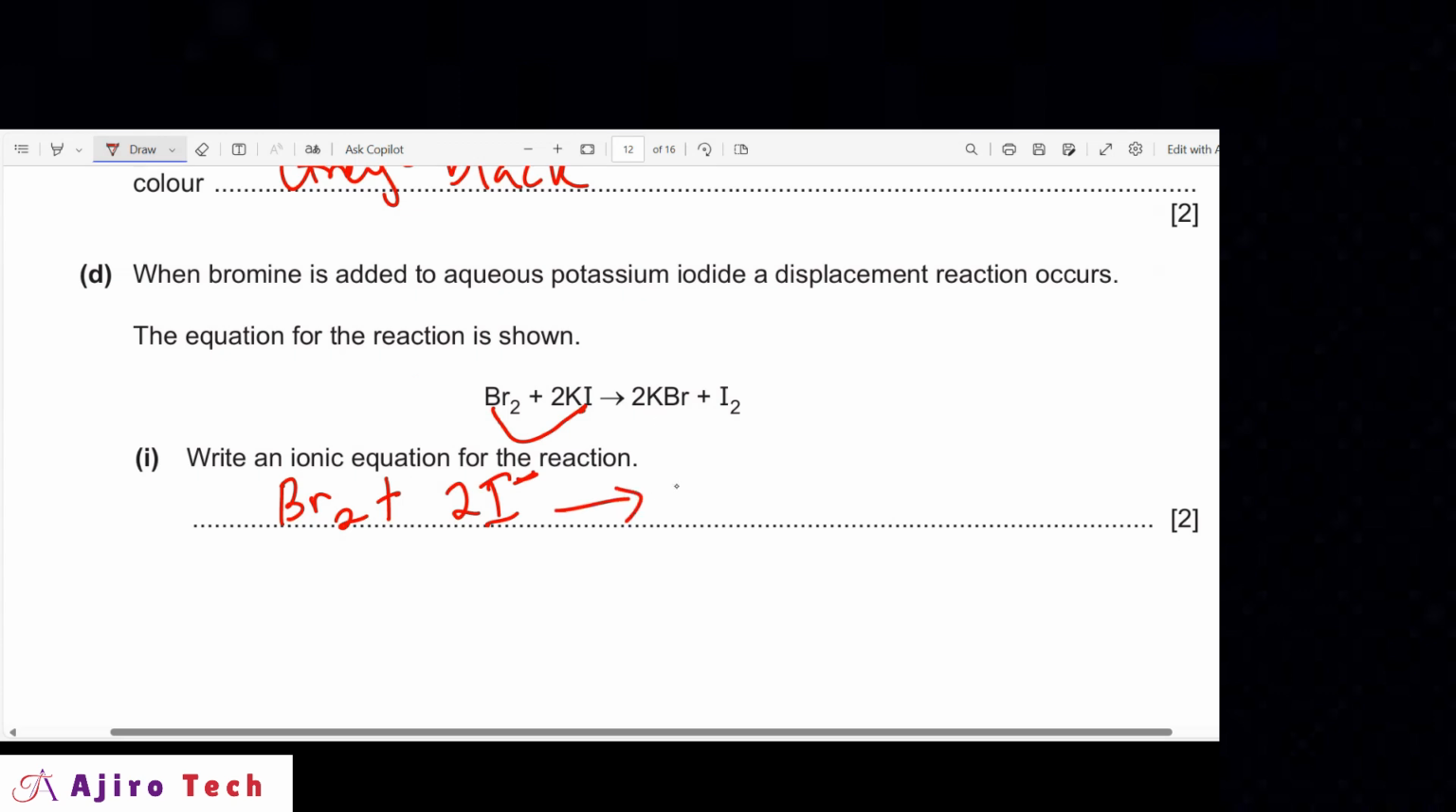So it's now forming your 2Br minus plus I2. We are simply ignoring the potassium in the whole thing, because the bromine has business with the other halogen, not the potassium. So we are not concerned with potassium. We're only concerned with the halogens to make it an ionic equation. So this is it. I didn't do anything special, I just followed the pattern in the main equation.